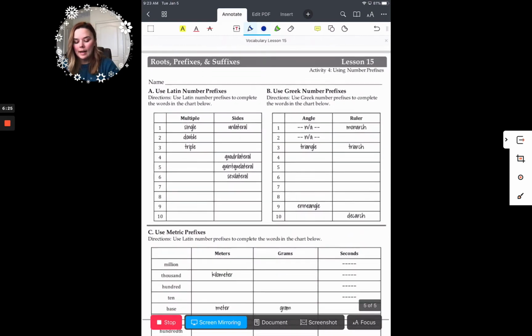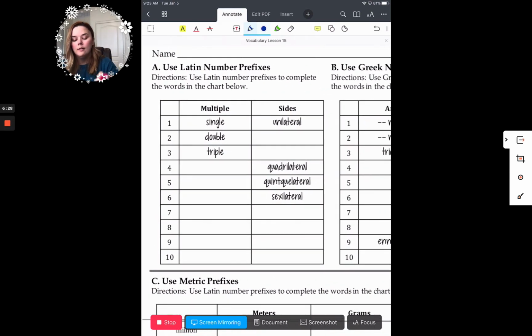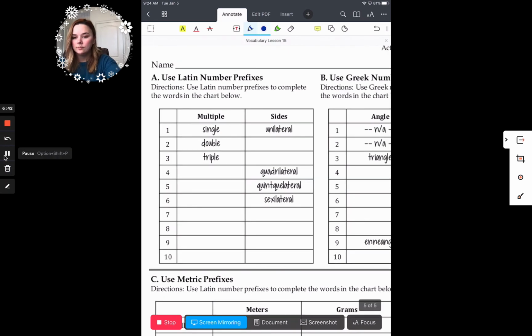So then we're only going to look at one of the prefixes together. So we'll look at the Latin prefixes together. So along one side we have the multiple, and along the other side we have the number of sides. We're looking specifically at the Latin numbers. So for single, we have unilateral. So we're adding the prefix to the word lateral, meaning sides. Double, we have bilateral. Triple, trilateral.